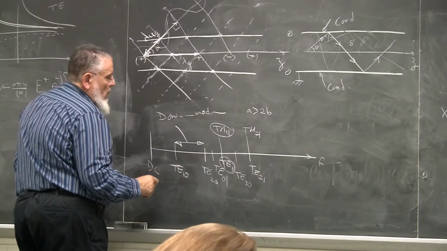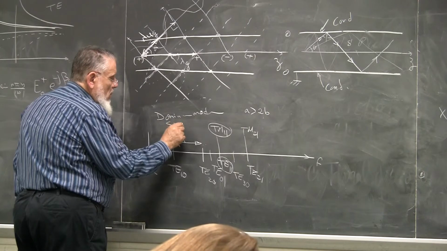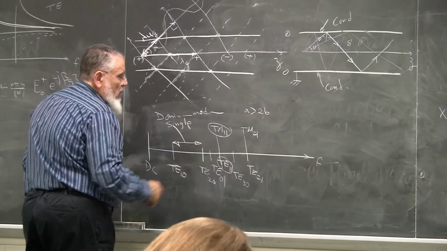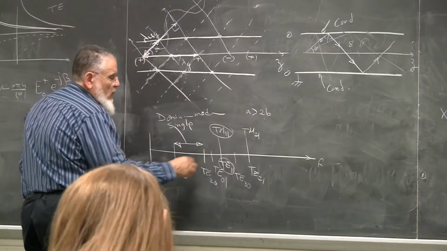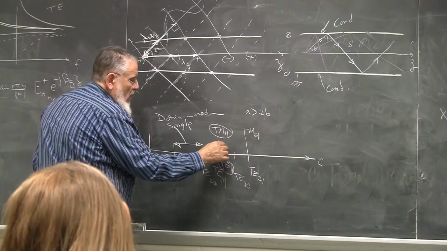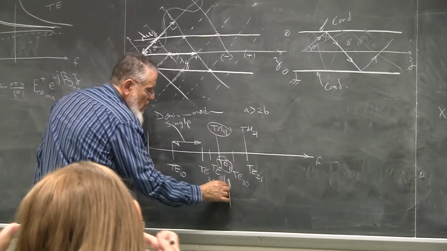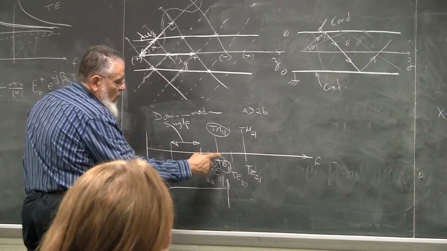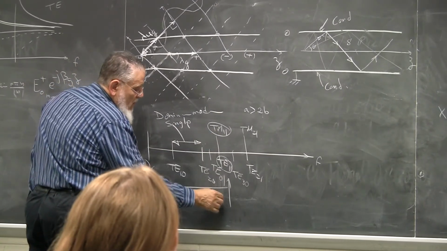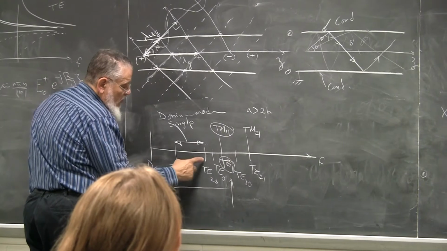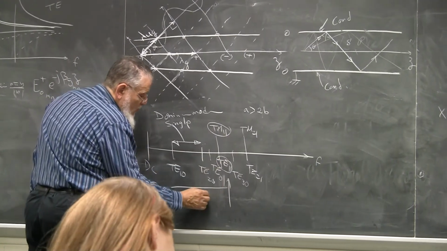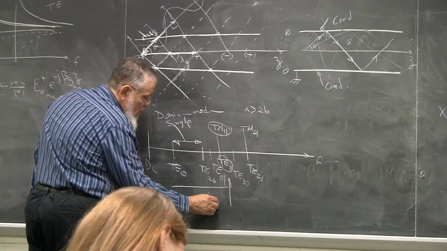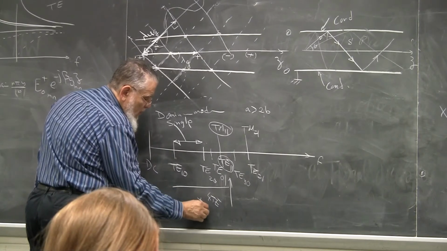Right? That's a single. Beyond that, you get more than one. So if you go to here, for example, this frequency, you can see that you have 1, 2, 3, 4 modes, actually 5 modes, because you have 4 TE modes plus 1 TM mode.